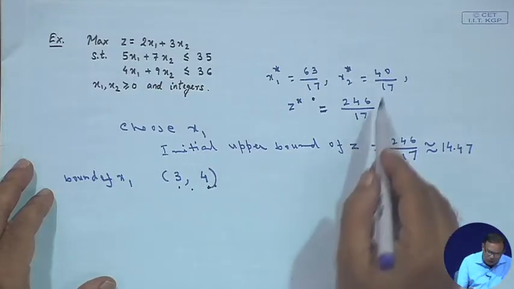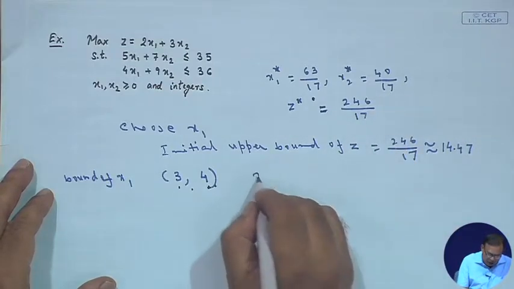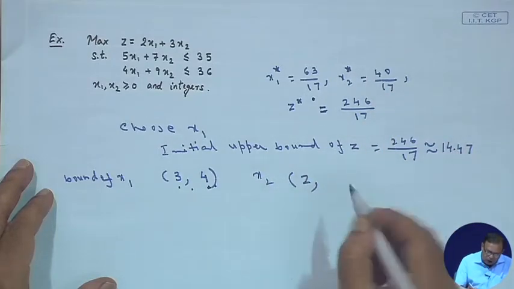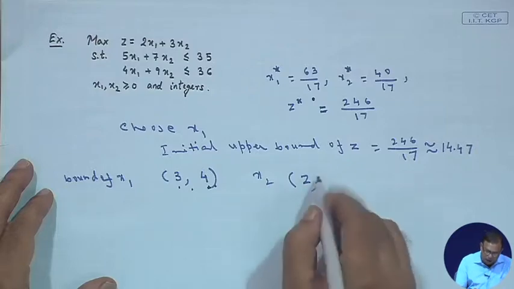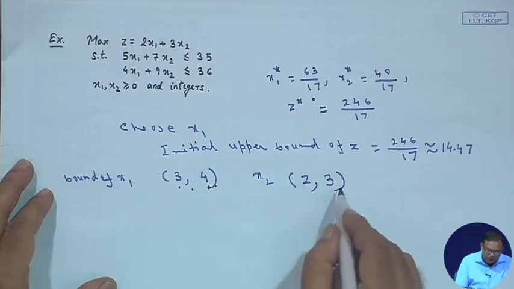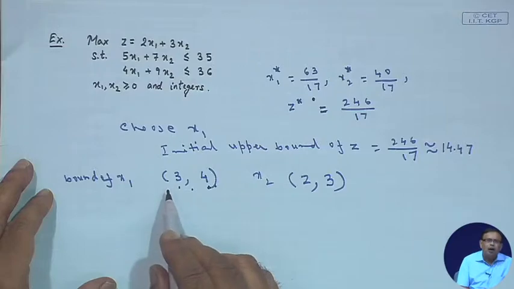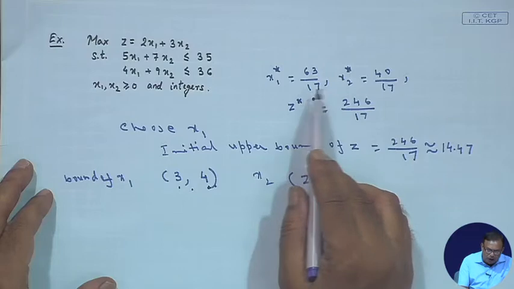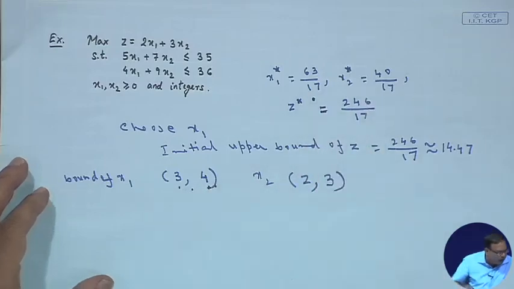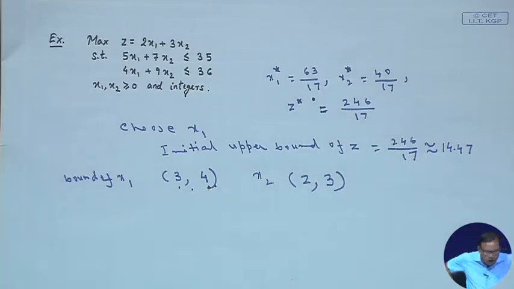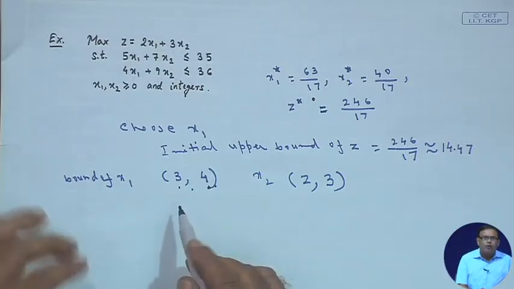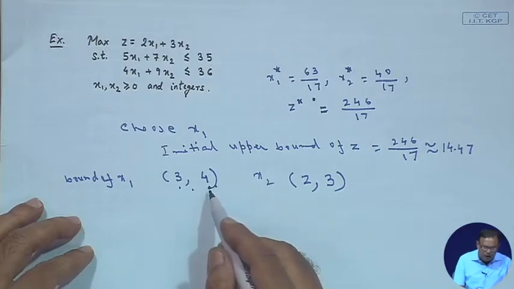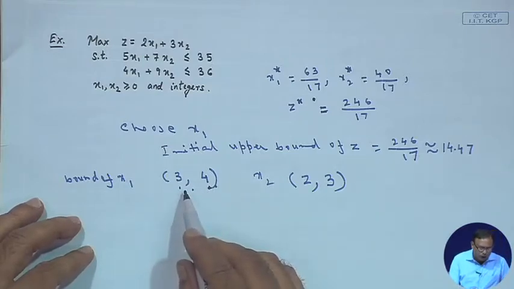Similarly, the lower bound of x2 will be 2 and the upper bound of x2 is 3. So, we are finding, for the variables which contain non-integer values, the lower bound and the upper bound. For x1 the lower bound is 3 and the upper bound is 4. So, from here I can now formulate two problems.